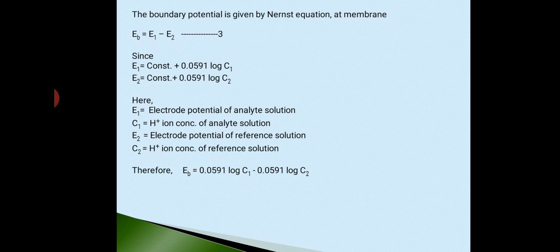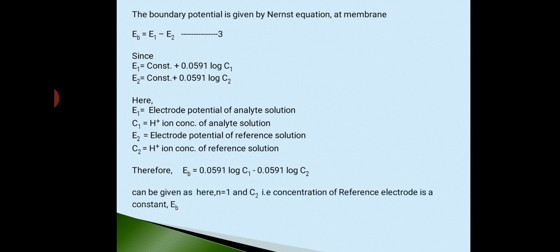Okay, I have written this equation directly. One more step with this: in the previous step, both the constant terms get cancelled. So whatever variables are there, those terms remain. So that is 0.0591 log C1 minus 0.0591 log C2. Okay. Now this equation can be further simplified.